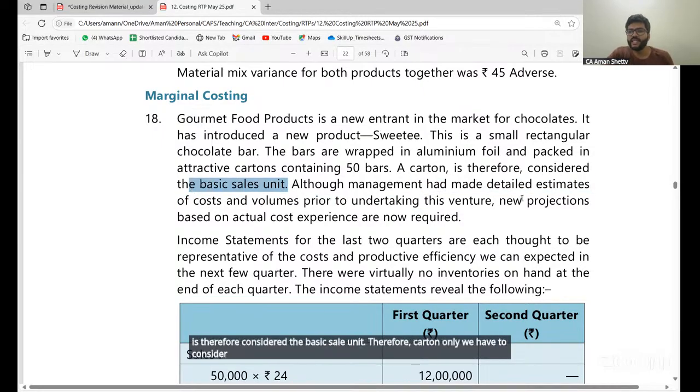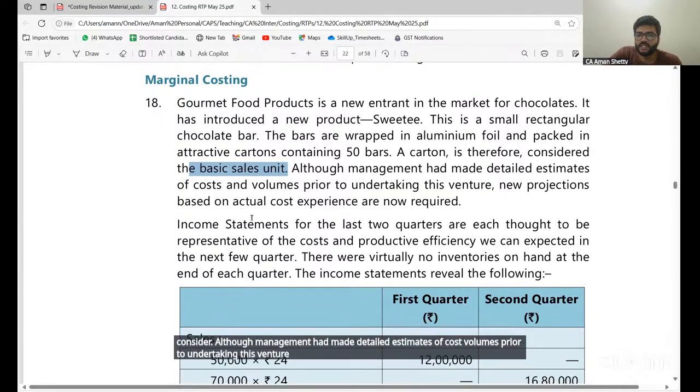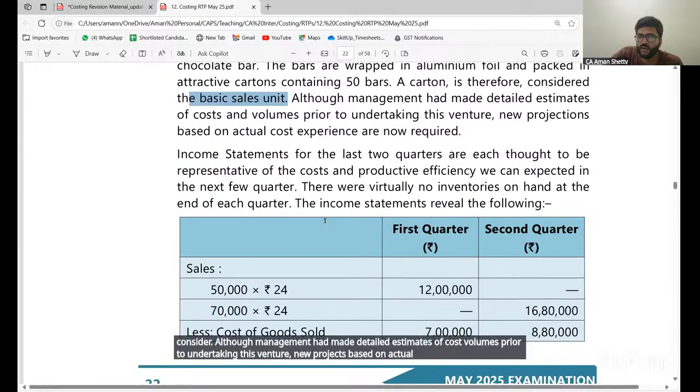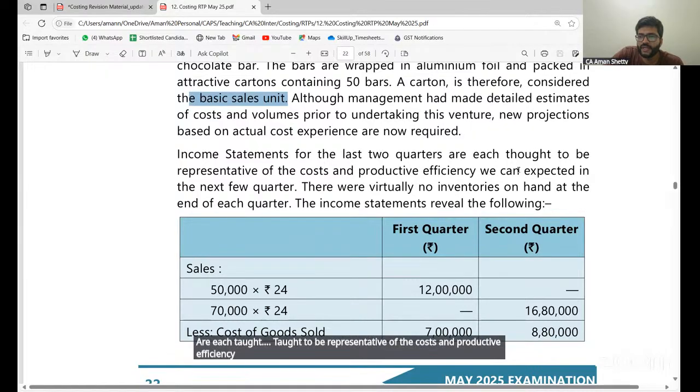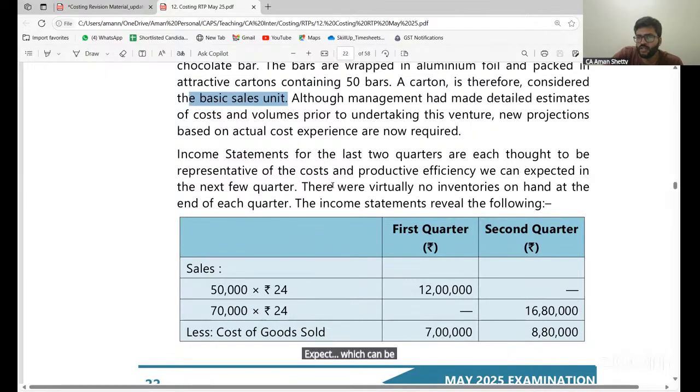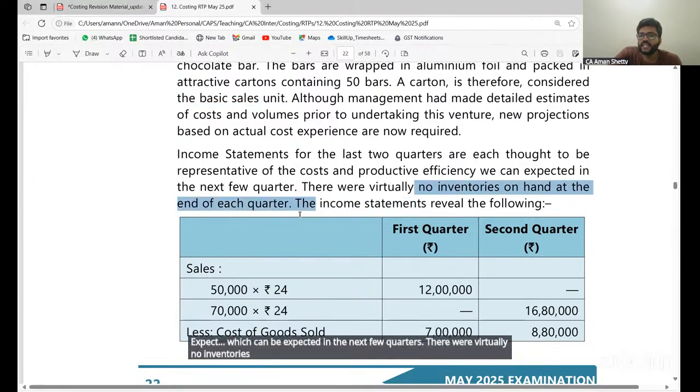Although management had made detailed estimates of cost volumes prior to undertaking this venture, new projections based on actual cost experiences are now required. Income statements for the last 2 quarters are taken to be representative of the costs and productive efficiency which can be expected in the next few quarters. There were virtually no inventories on hand at the end of each quarter. The income statements reveal the following.